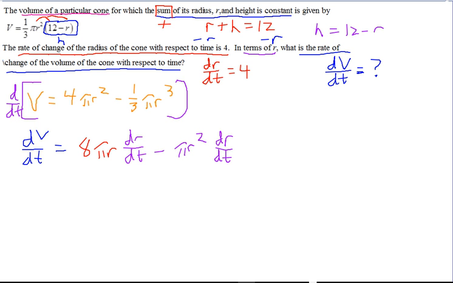All right, and then we can substitute what we know. So we have dV/dt equals 8 pi. We aren't given r, so 8 pi r. Remember, our answer is going to be in terms of r, but we are given dr/dt as 4.